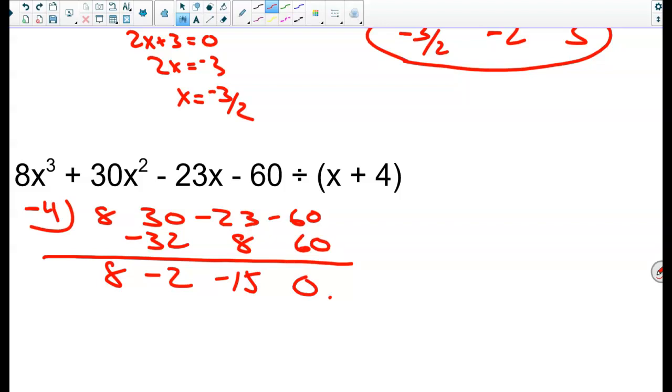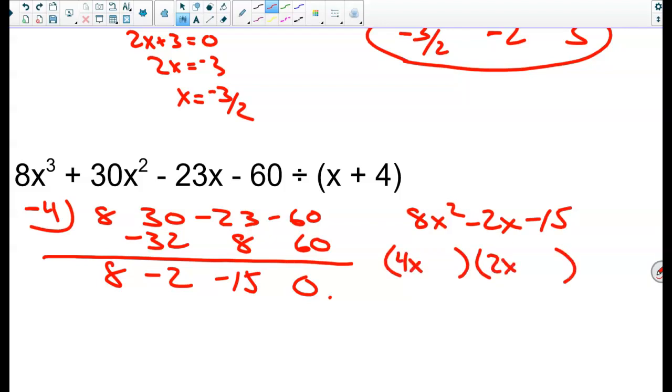And now I'm factoring what's left over: 8x squared minus 2x minus 15. I'm going to work with a 4x and a 2x, and I'm going to work with the 3 here and the 5 here. And that gets me to my middle term of negative 2x. 4x times negative 3 is negative 12. 5 times 2x is 10x. Negative 12x and 10x is my negative 2x.